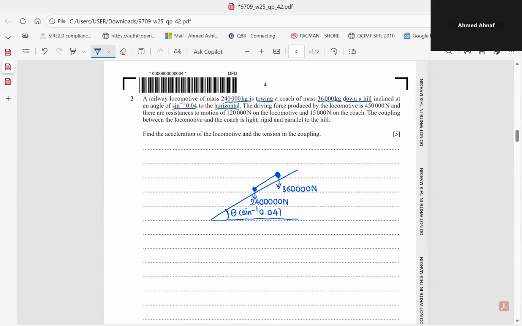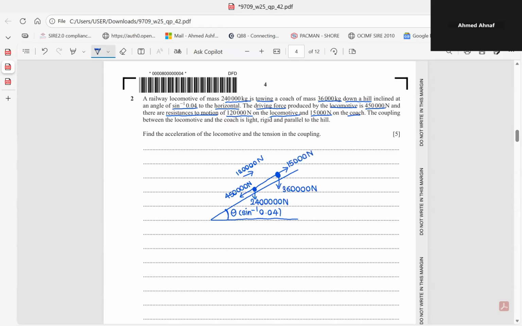Okay. And we're also told that the driving force produced by the locomotive is 450,000 newtons. So we also have the driving force by the locomotive, 450,000 newtons, and resistances to motion of 120,000 newtons on the locomotive. So on the locomotive only, we have 120,000 resistive force and 15,000 on the coach. So we also have for the coach, which I'm going to draw right here.